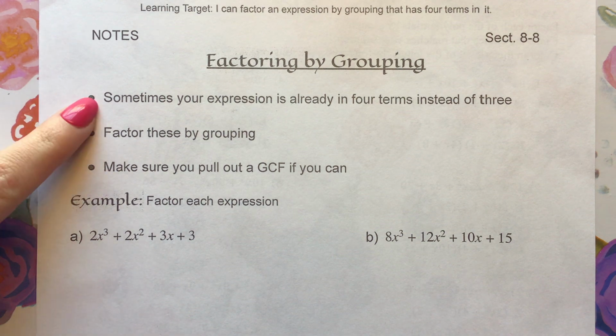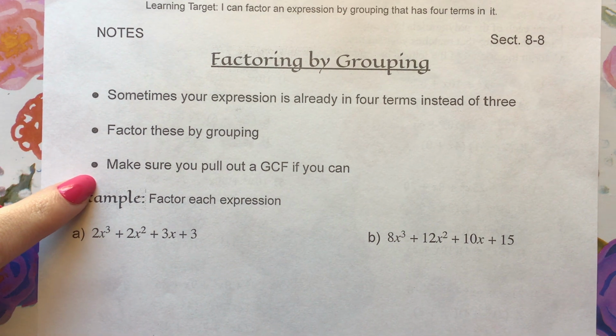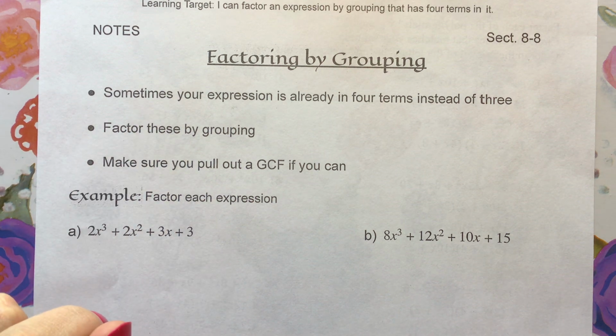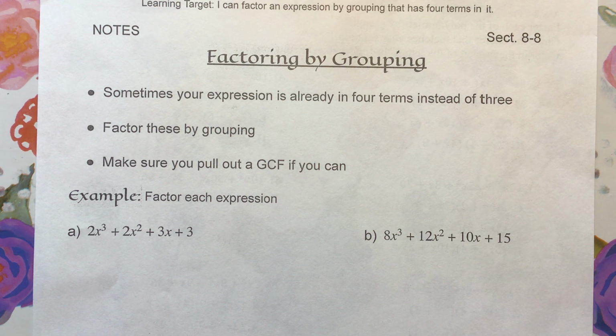So here are just some little bullet points for you to know when factoring by grouping. Sometimes your expression is already in 4 terms instead of 3. So far we've only factored trinomials, and then we had to rewrite the middle term to get it as 4 terms. But these examples are already going to be in 4 terms. We're going to factor these by grouping, so we're still going to split it up into the first half and the second half. And when it's possible, you're going to want to pull out a GCF, but only do that if it is a possibility. So let's jump into these examples where we're going to factor each expression by grouping.